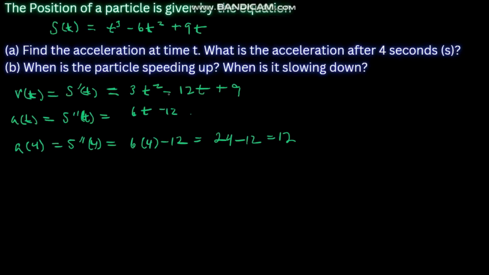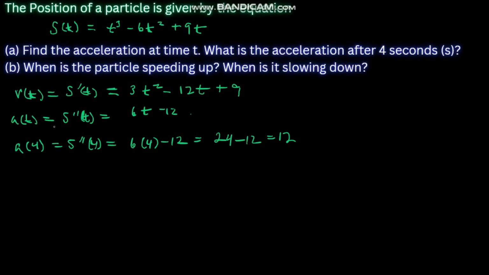Then we find the acceleration by taking s prime prime. Again, you're just taking the derivative of s here. The derivative of the position is going to give you the velocity function. That's going to be 3t squared minus 12t plus 9.